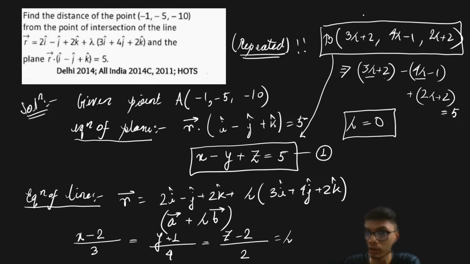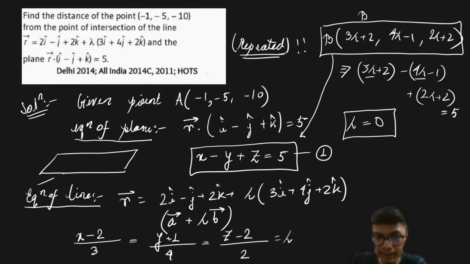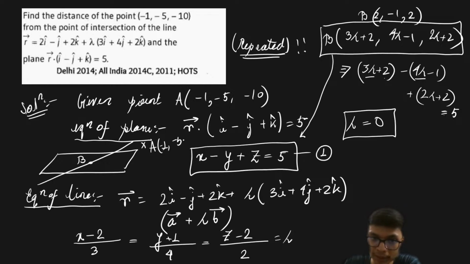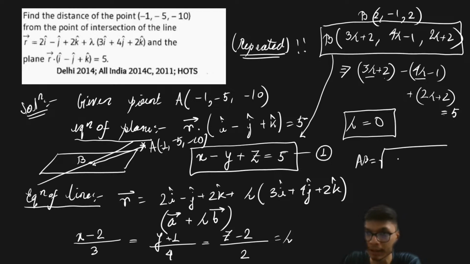So if lambda is equal to 0, the point where the line and the plane are intersecting, that point B, can simply be given as (2, minus 1, 2), right? Now I need to find the distance from the point A, which is given as (minus 1, minus 5, minus 10), right? We'll use the distance formula between two points to find that distance AB. So the distance AB will be given as the square root of the difference of the x coordinates squared plus the difference of the y coordinates squared plus the difference of the z coordinates squared.